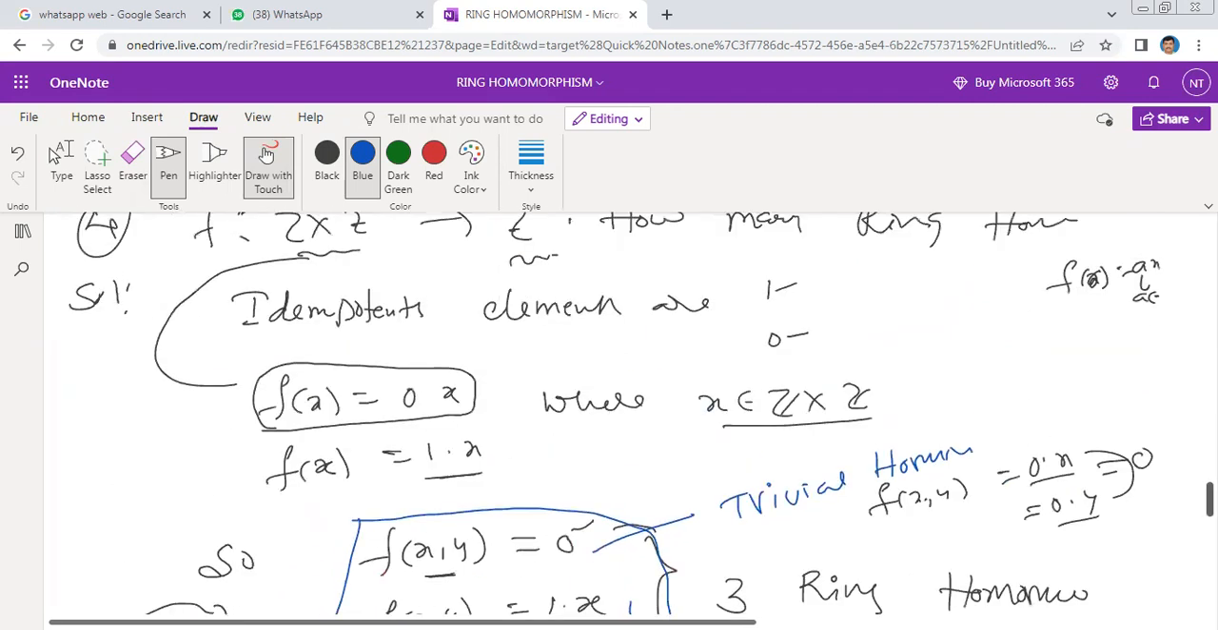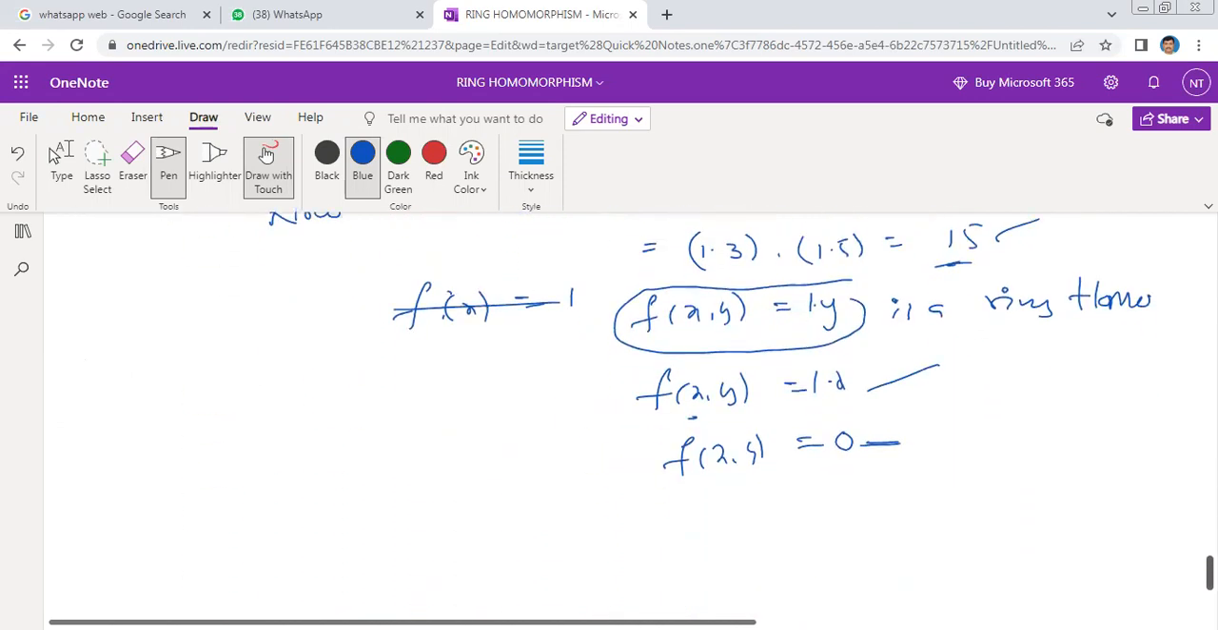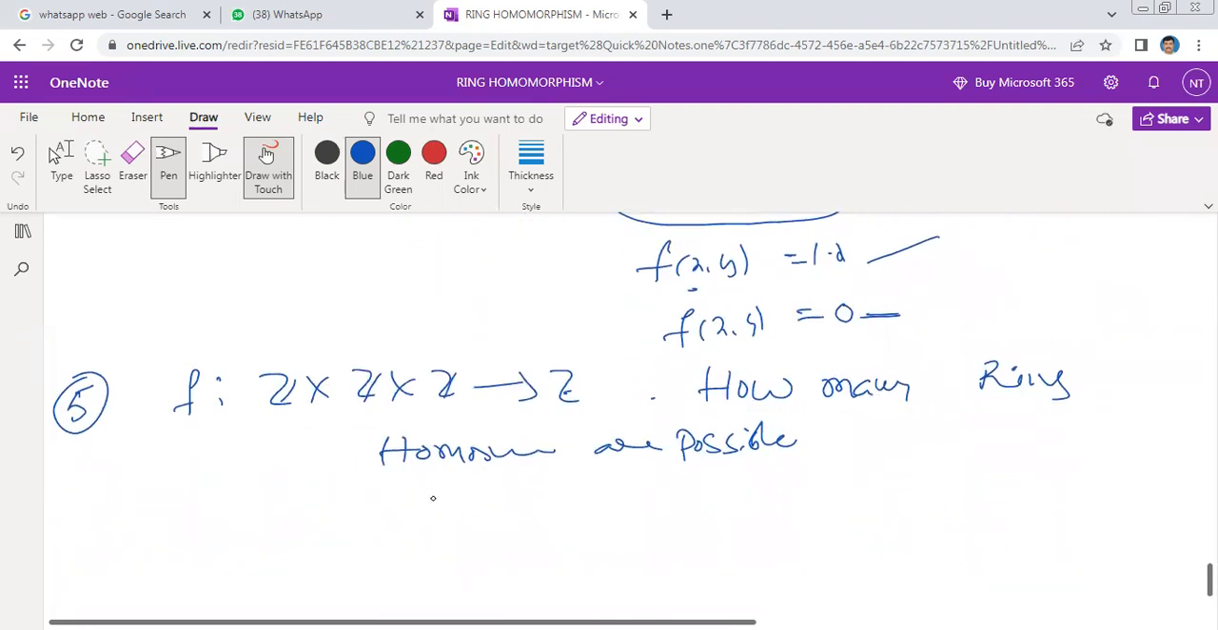Yeah, this is one question. I am changing the domain: Z cross Z to Z. Earlier it was Z to Z cross Z. Suppose I am changing to a triple, an ordered triplet. Suppose f is a mapping from Z cross Z cross Z to Z. How many ring homomorphisms are possible? 4. Yes, please answer. 4, sir. Yeah, the correct answer is 4.